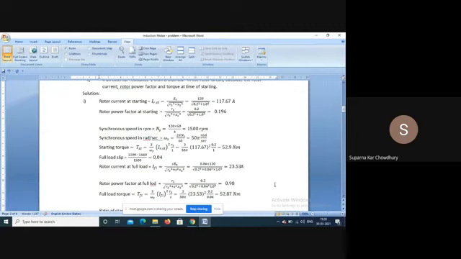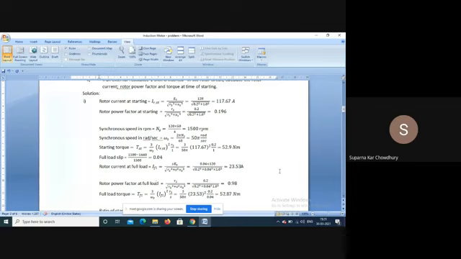Now the rotor power factor at full load is equal to, again, the rotor circuit resistance divided by the rotor circuit impedance. So the resistance is 0.2 divided by root over of 0.2 square plus slip square into X2, the standstill reactance. So the rotor circuit full load power factor is 0.98.